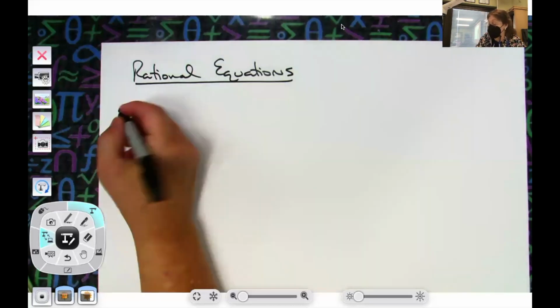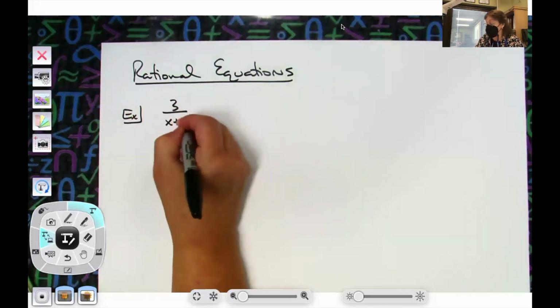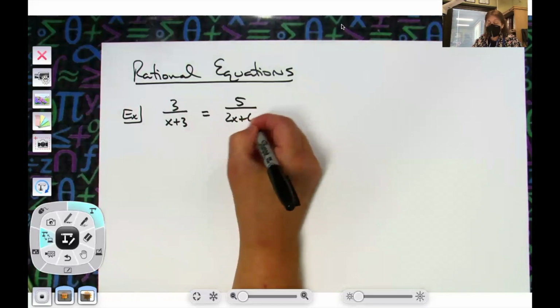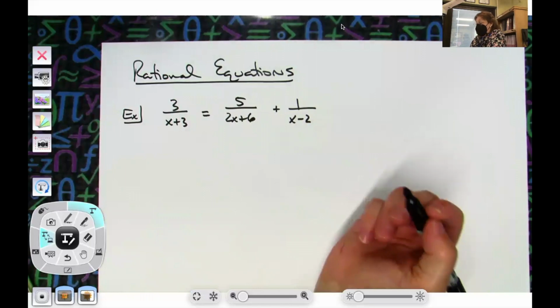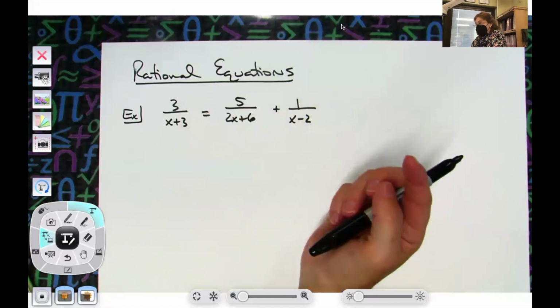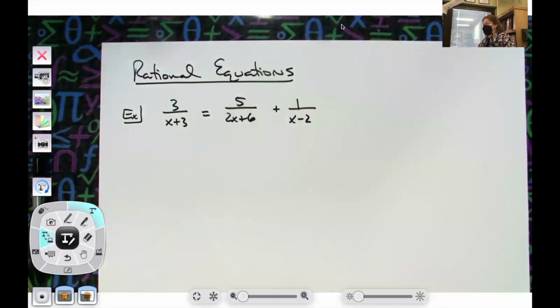All right, so what they're going to look like is things like 3 over x plus 3 equals 5 over 2x plus 6 plus 1 over x minus 2. All right, that's a rational equation. You do not want to try to solve this with all those fractions sitting in there. You want to make it more simple. All right, the way you get rid of fractions, we did it the other day. When we simplified a complex rational expression, what did we do? We multiplied through by the least common denominator. When you multiply through by the least common denominator, all fractions go away.